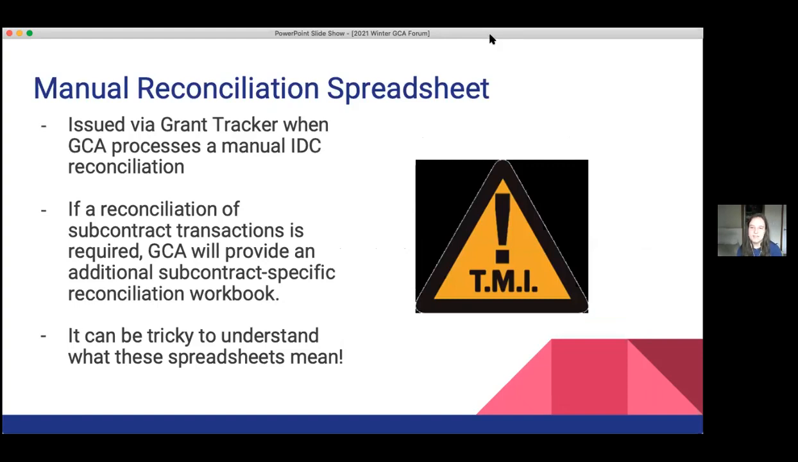So if the budget cannot go through the automated process, a manual reconciliation is performed, and we'll send our reconciliation workbook via Grant Tracker. If there are subcontract charges on the award, but the budget has rules around the exemption of subcontracts, we will provide an additional subcontract specific reconciliation. And if you're unfamiliar with these spreadsheets, they can be tricky to understand. So I'm hoping to clarify some things.